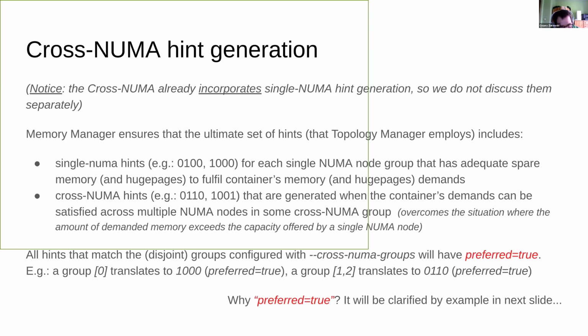Okay, and now something important: all hints that match the disjoint groups configured with the cross-NUMA groups flag will have preferred set to true. And why is it like that? The next slide will illustrate.